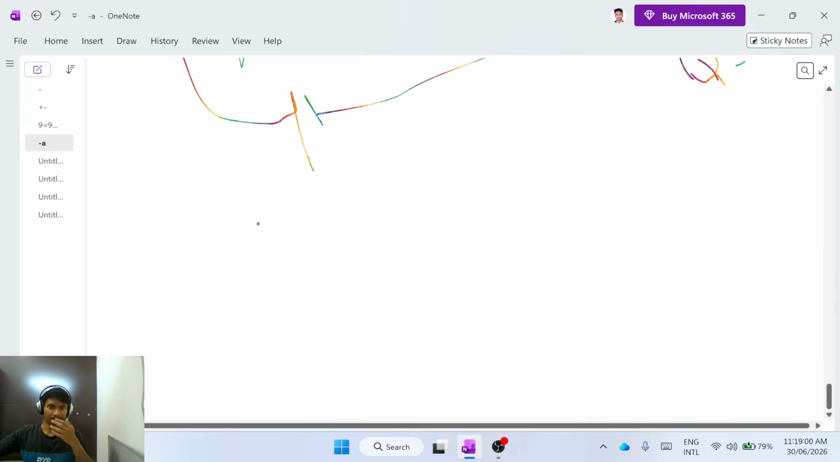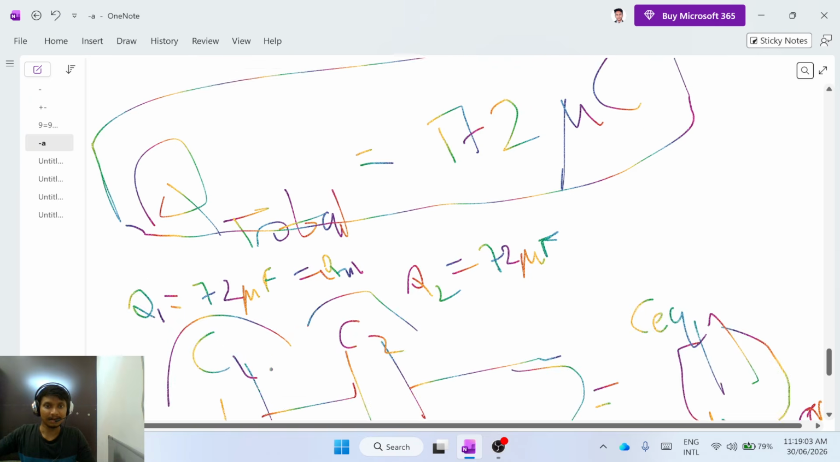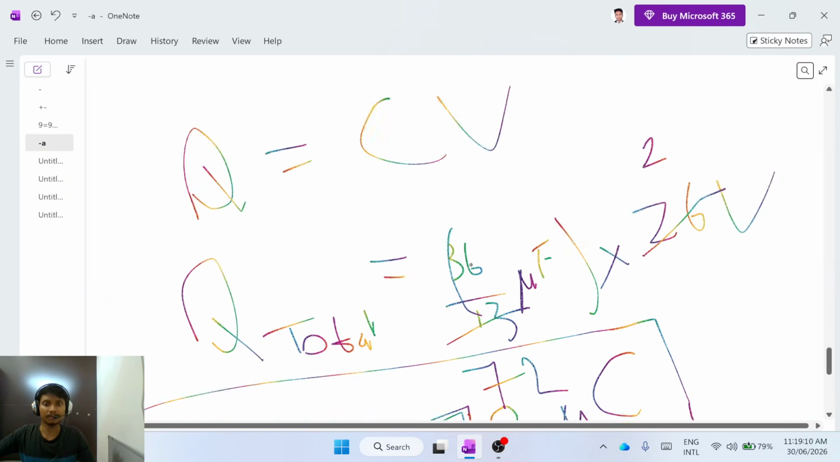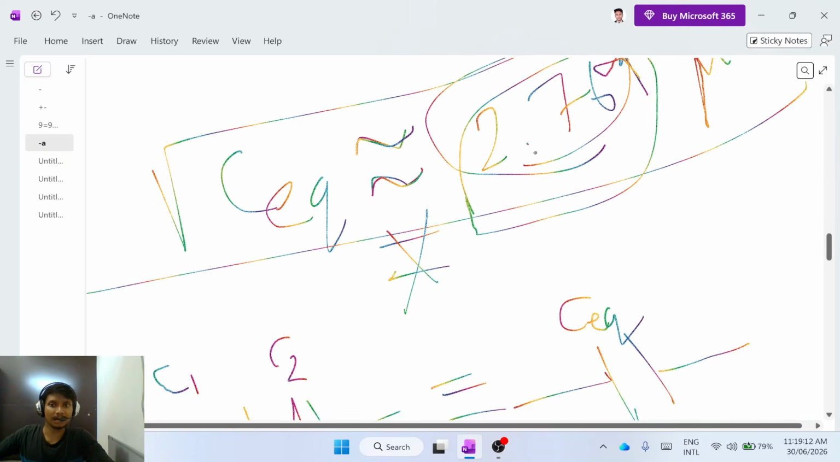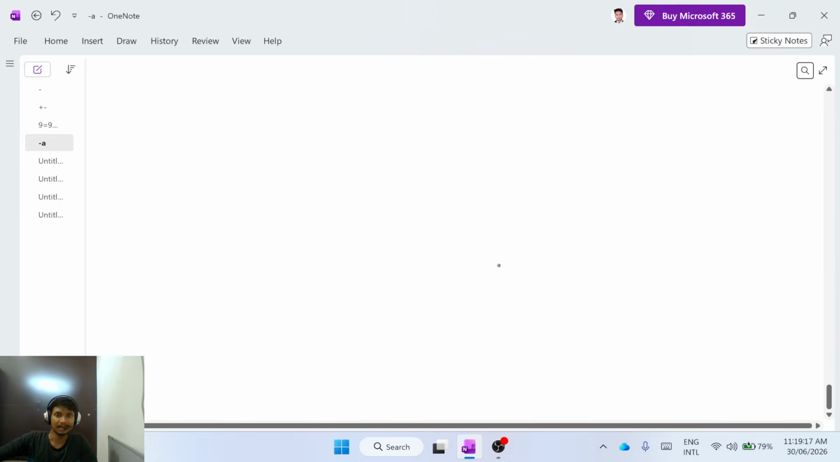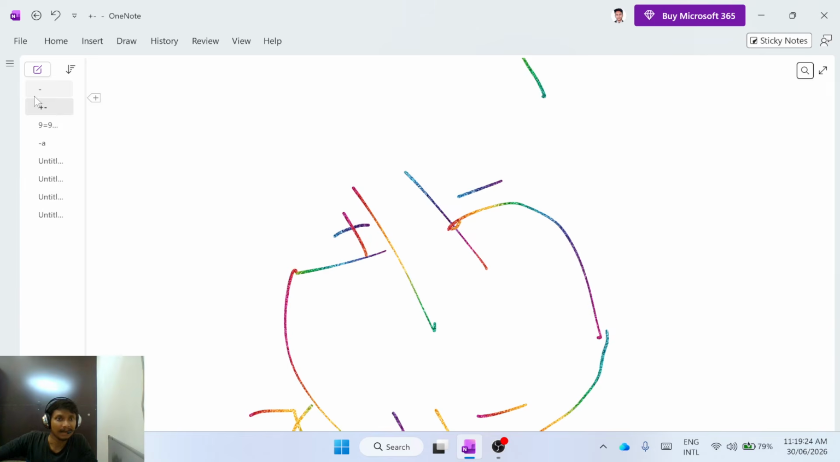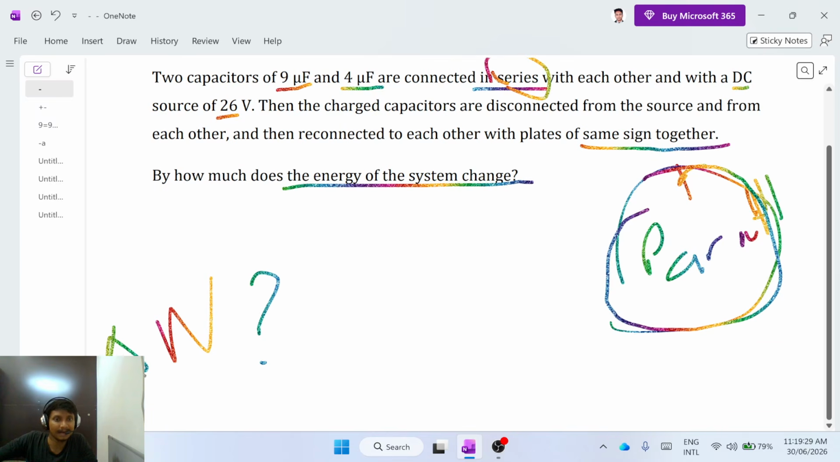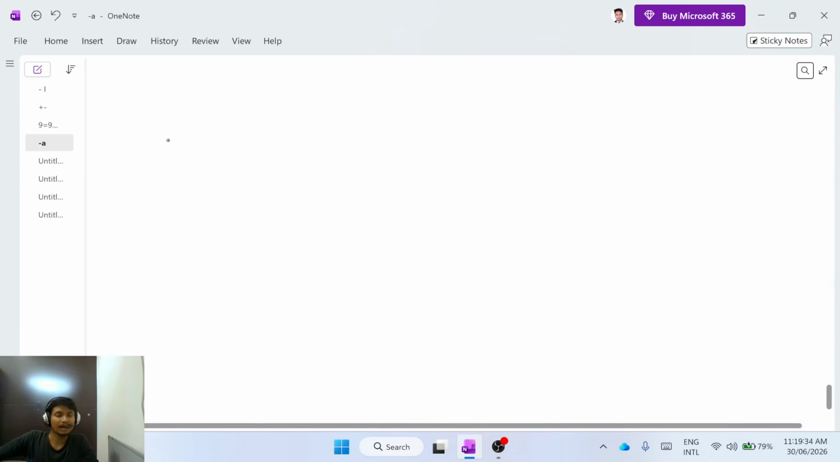It's very simple. Now we have found the total charge, 72 microcoulomb, and C equivalent is 2.76. Why did we find this? Because we have to find the initial energy. The question asks what the energy difference delta W is, therefore we have to find the energy difference.